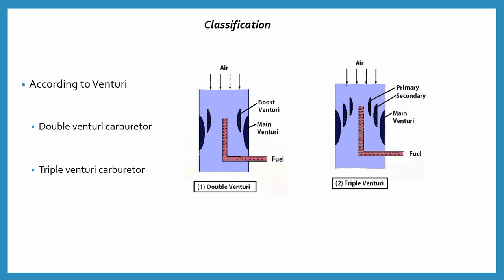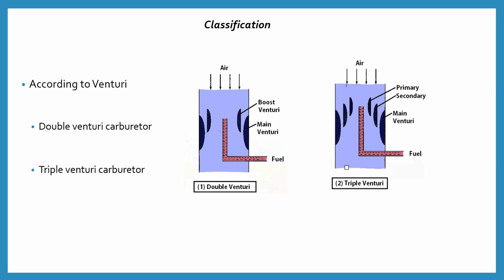The classification of the carburetor can be divided into two ways. The first one is the double venturi and the second is the triple venturi. Here in this picture, this one is the double venturi. When there are two cut sections with narrow paths, it is called the double venturi, and where three pairs of the narrowest path are available, it is called the triple venturi.